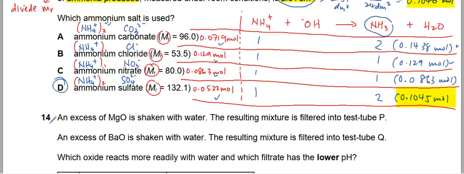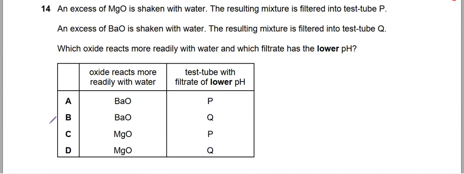Next. Excess of MgO is shaken with water, and then the resulting mixture is filtered into test tube P. Barium oxide is also shaken with water, and then the resulting mixture is filtered into test tube Q. So first we are concerned about the reactivity. So which one is more reactive?